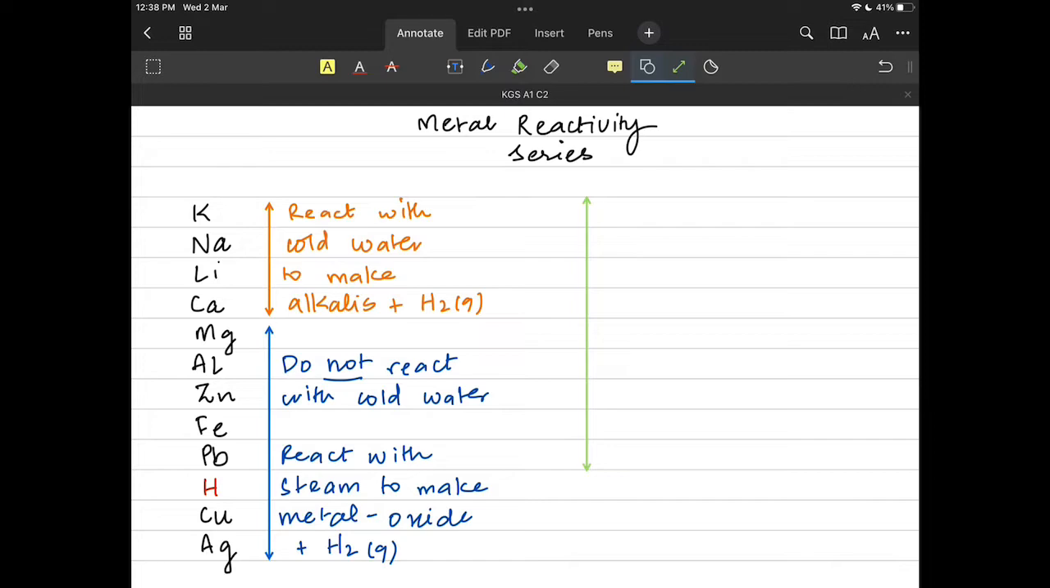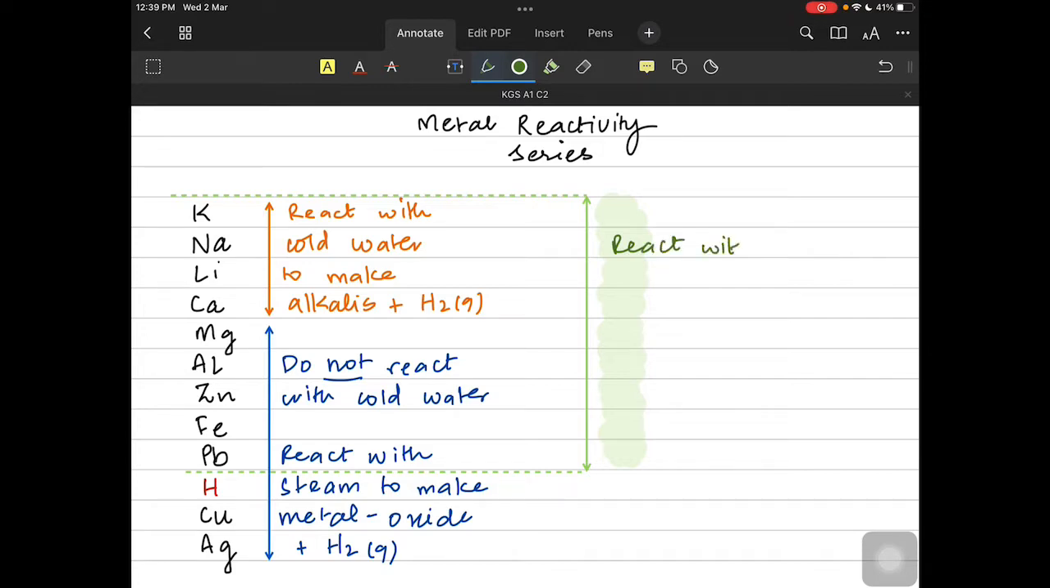We also saw in the last video that the metals from potassium till lead, which are above hydrogen in the series, did react with dilute acids, where we even watched how it works on a microscopic scale. They make their salts depending on the acid, and they release hydrogen gas because the metal was donating its electron to the hydrogen ion of the acid.